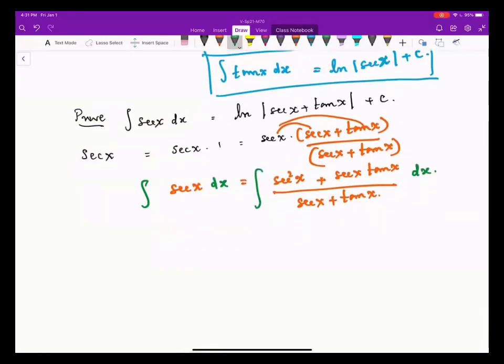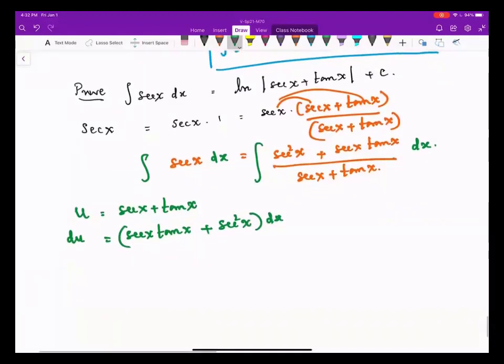When you integrate both sides, I have the numerator's derivative in the denominator. So the best choice for you, the u sub method, is what I'm using. So use secant x plus tan x, the denominator, as u. So du, which is the derivative, is secant x tan x, which is the derivative of secant x, plus the derivative of tan x, which is secant square x.